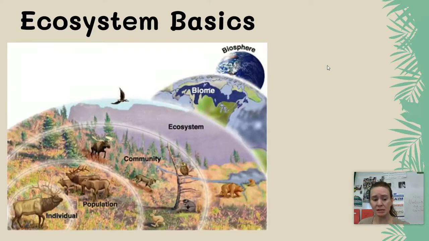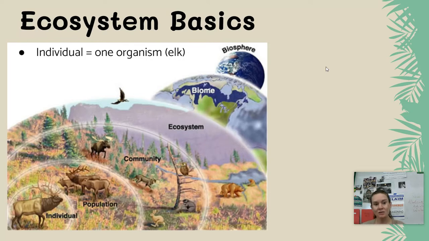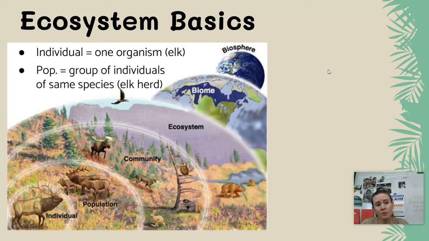So some basics. These are just some terms that are going to be used throughout AP Environmental Science. An individual is just one organism. I'm an individual, you're an individual, my cat's an individual, right? A population is a group of individuals of the same species. So a herd of elk, the Blandings turtle population in Dunstable.